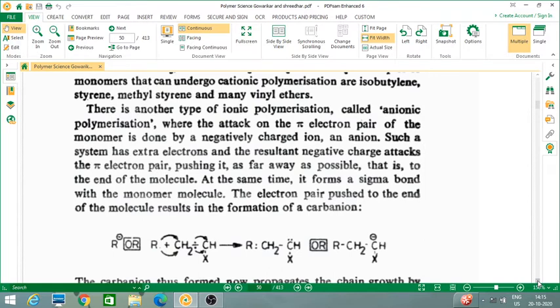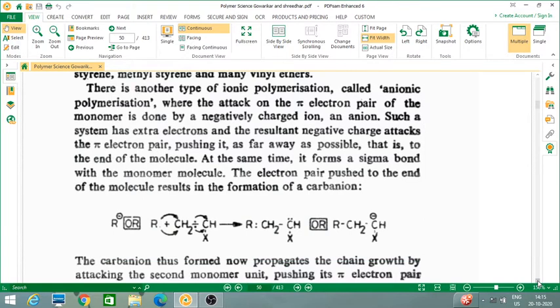There is another type of ionic polymerization called anionic polymerization, where the attack on the pi electron pair of the monomer is done by a negatively charged ion, such as an anion. Such a system has extra electrons, and the resultant negative charge attacks the pi electron pair, pushing it as far away as possible, that is, to the end of the molecule. At the same time, it forms a sigma bond with the monomer molecule.